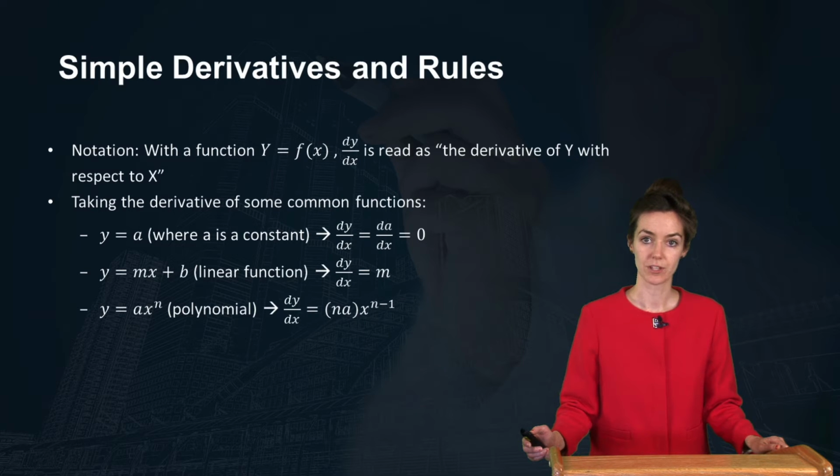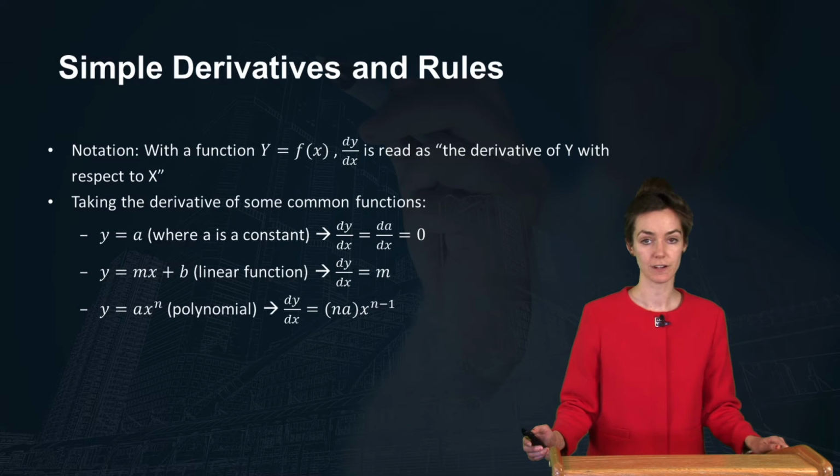So let's cover some of these simple derivatives. If you have just a constant, so y equals a, where a is a constant, the derivative of a constant is 0. This is because there is no x variable associated with that a. So if you change x, a doesn't change at all, so the derivative is just 0.